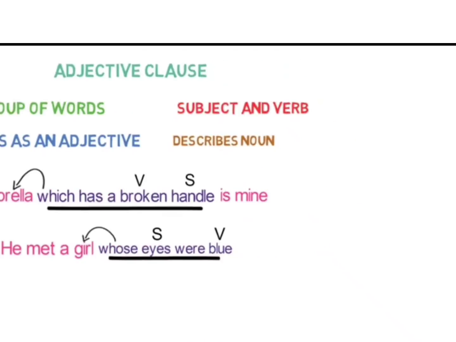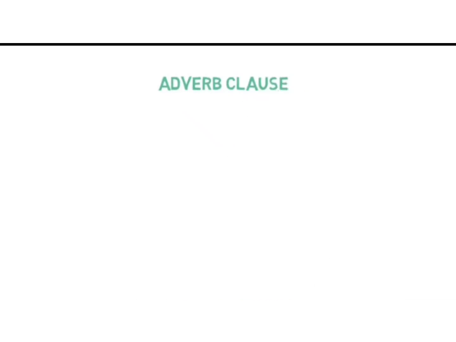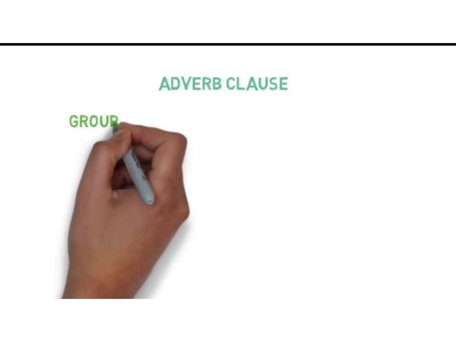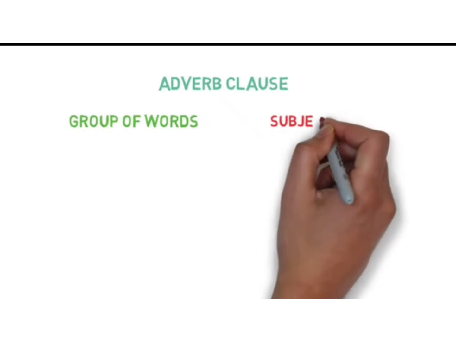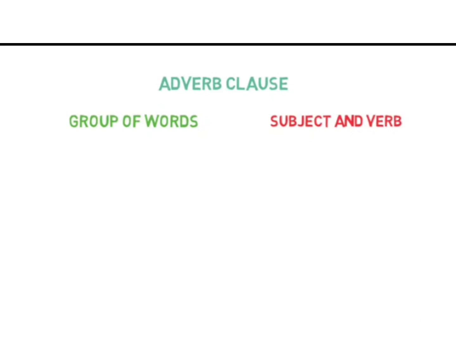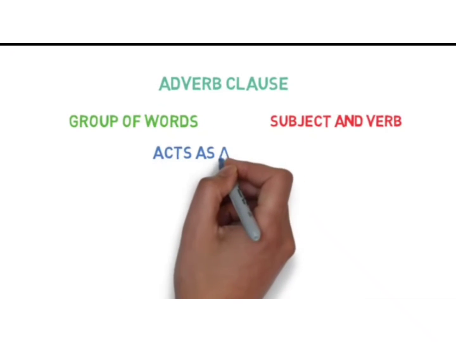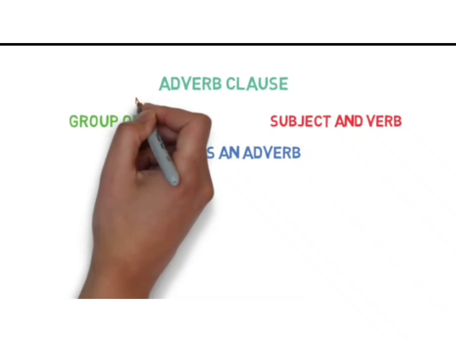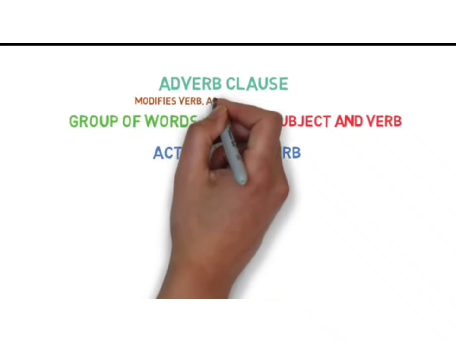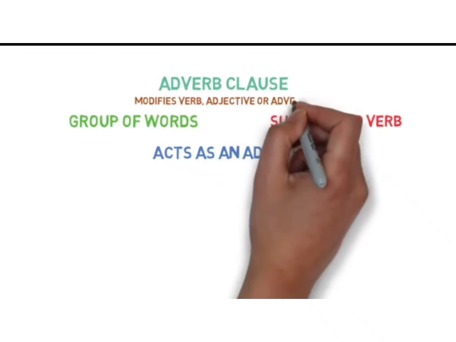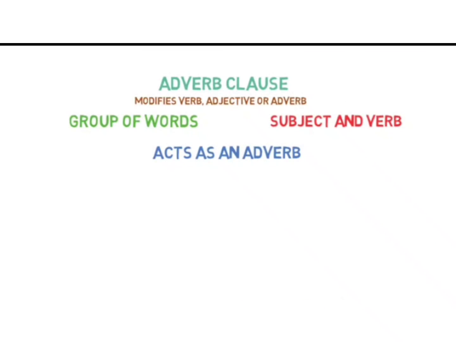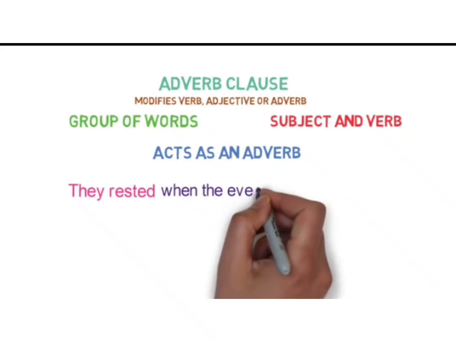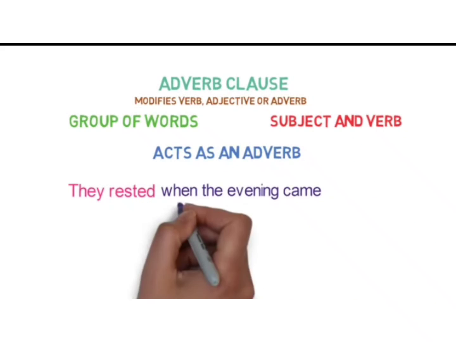Now let's look into another kind of clause. It is the adverb clause. An adverb clause is a group of words which has a subject and verb of its own and acts as an adverb in the sentence. Now what does an adverb do? It modifies a verb, an adjective or another adverb, and so does the adverb clause. Now look at the example. They rested when the evening came.